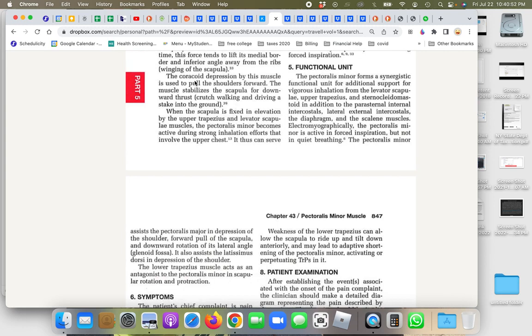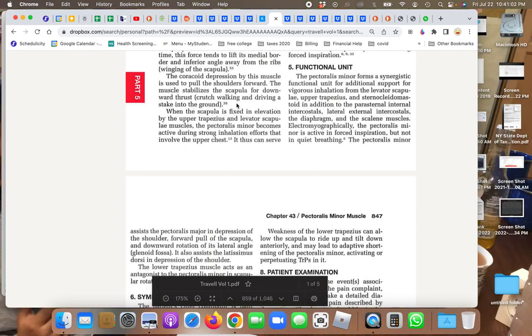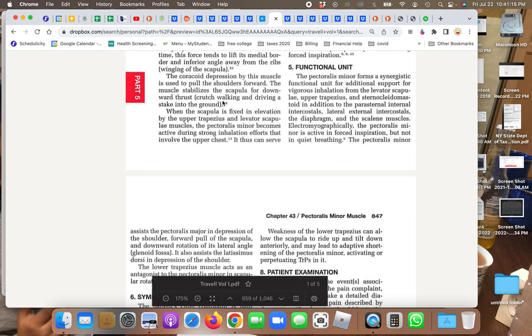Let me back up. The pec minor contracts when the scapula is brought into protraction and depression. That's like walking with a pair of crutches, right? Imagine pushing your hands down onto a pair of crutches and lifting your body weight up out of your feet a little bit and pushing into the crutches, right? Really using your shoulder strength and pressing down toward the ground. Then you have the activation of the pectoralis minor.